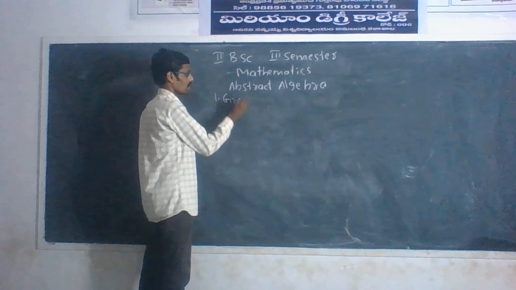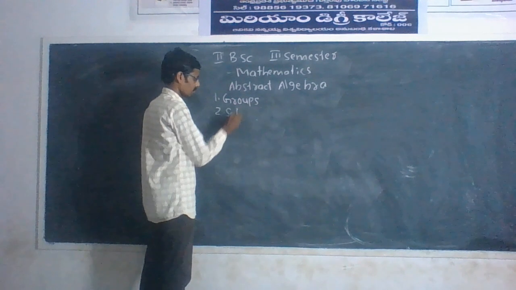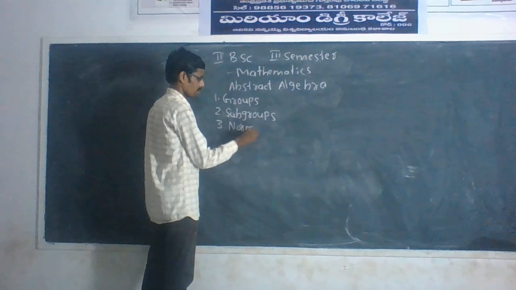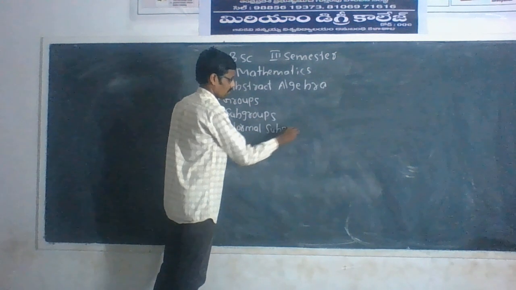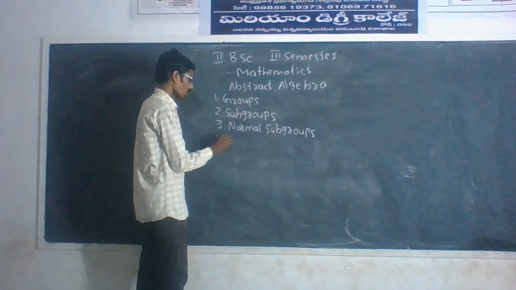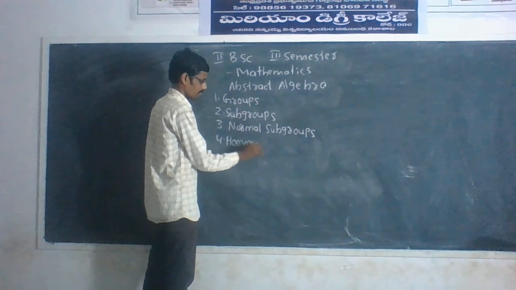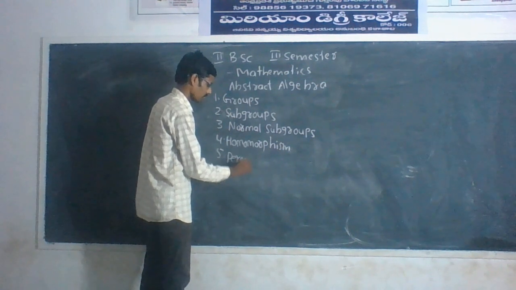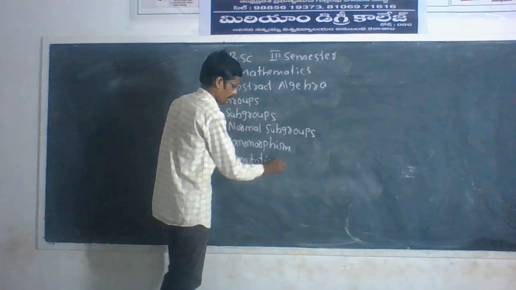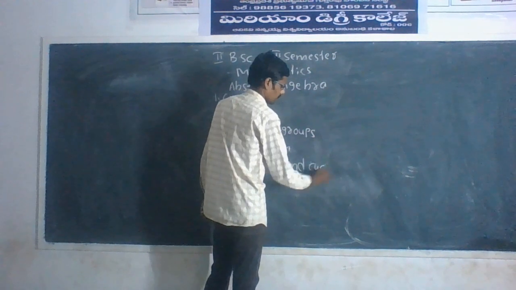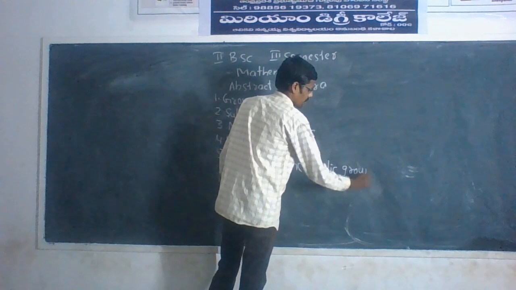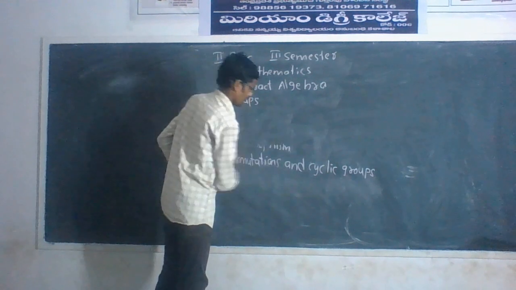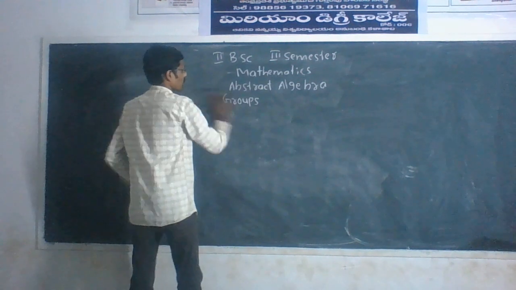First one, groups. Second one, subgroups. Third one, normal subgroups. Fourth one, homomorphism. Fifth one, permutations and cyclic groups. Let us start the first unit, groups.